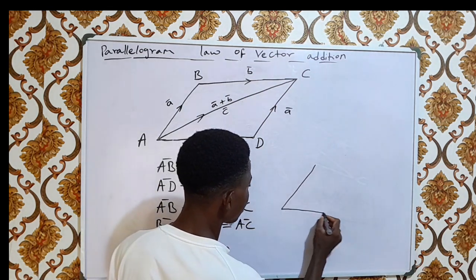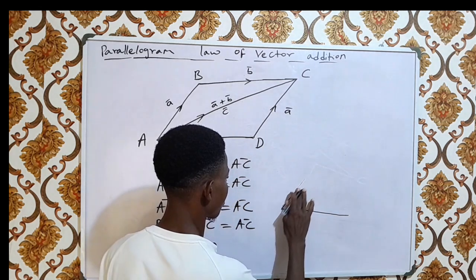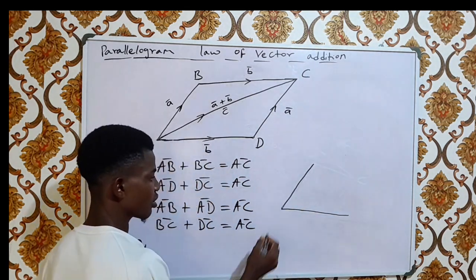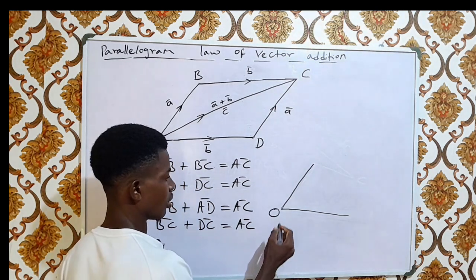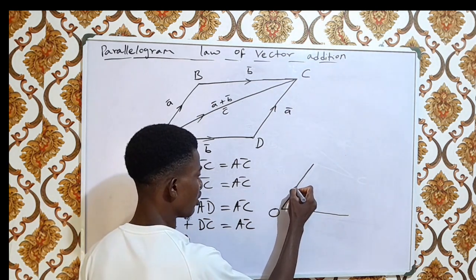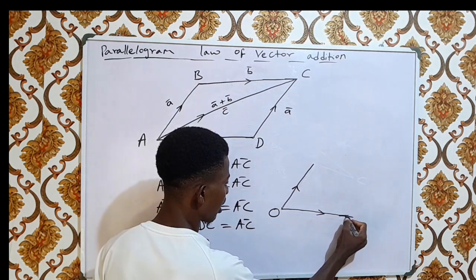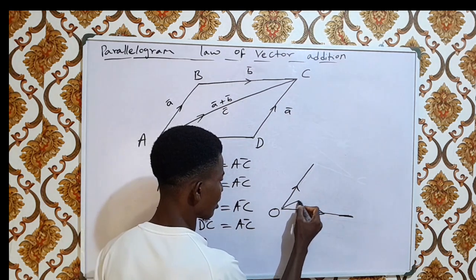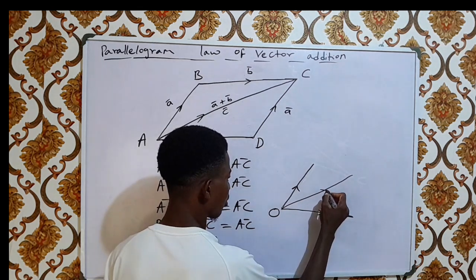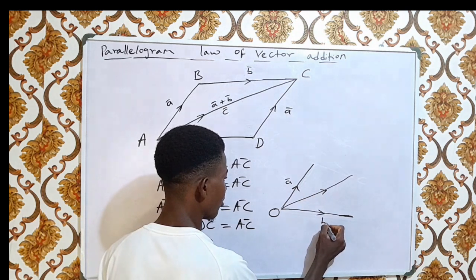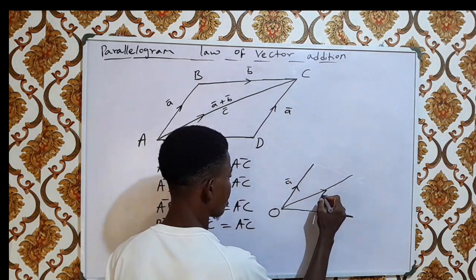We can have something like this. Let's call here O, with a vector moving like this, and a vector moving like this. Now there is another one at the center coming out. Let's call here A, let's call here B, and let's call here C.